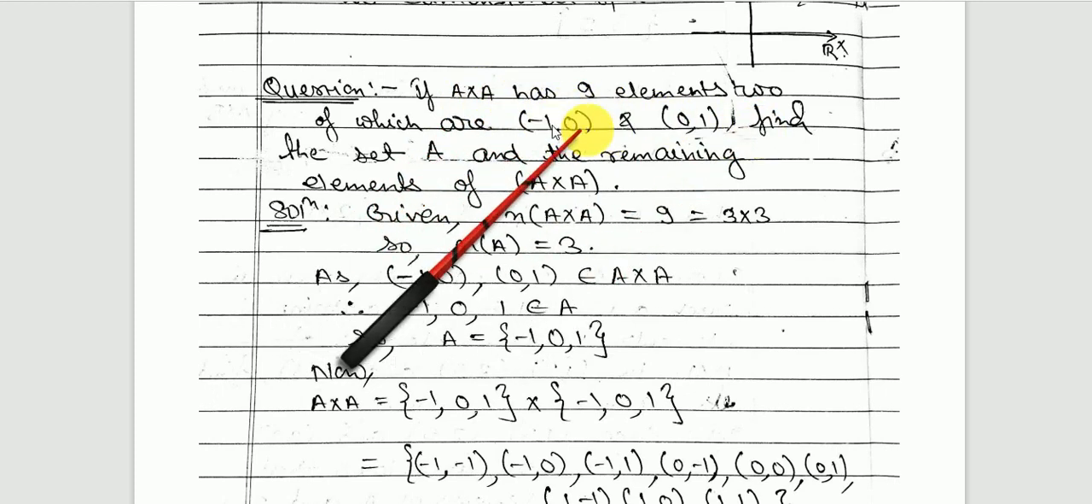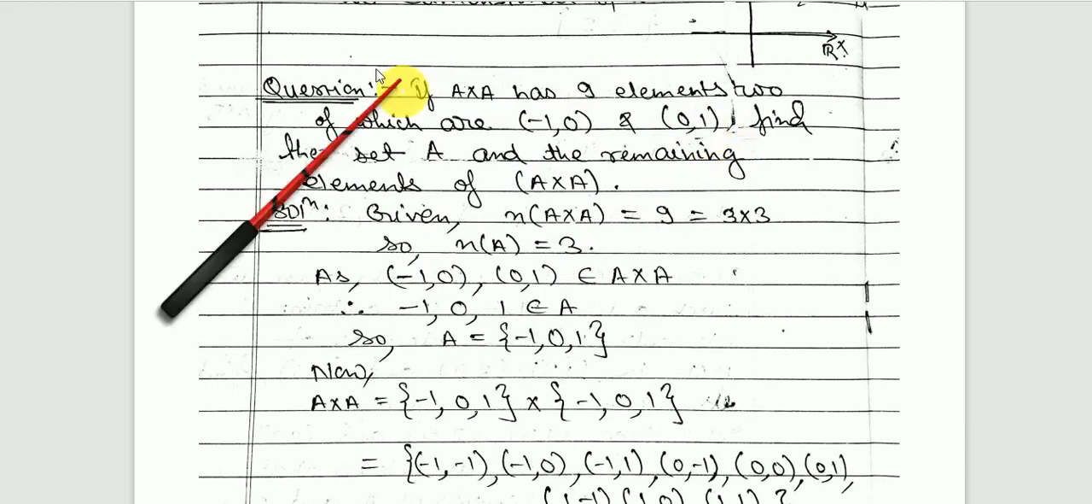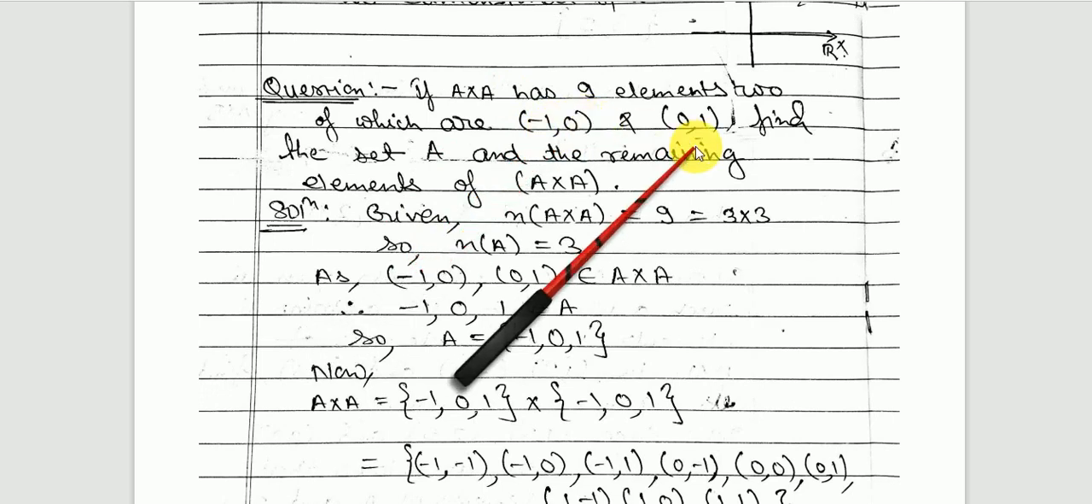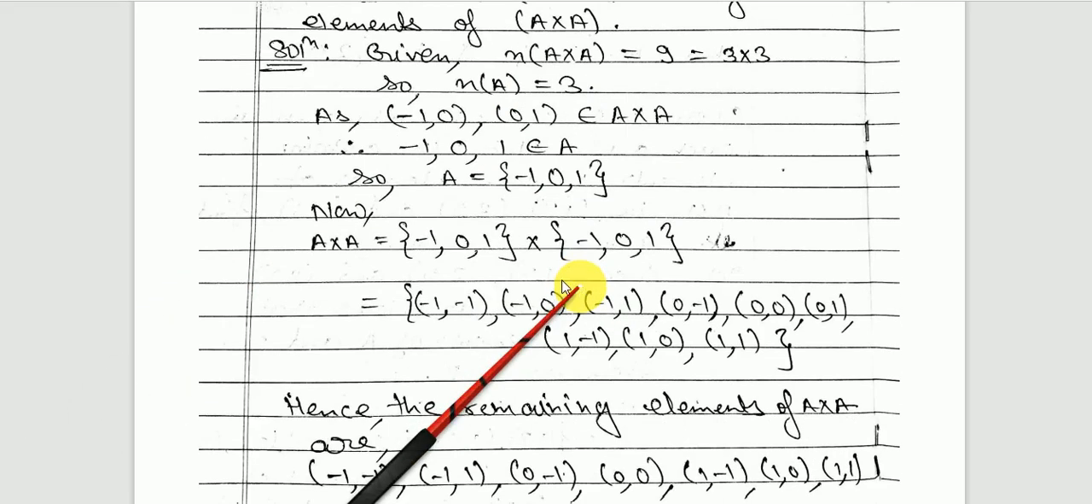2 ordered pairs. So clearly here the first components belong to A. So minus 1 and 0 belong to A. Here the second set is also A. That means 0 and 1 also belong to A. So I got 3 elements which belong to A: minus 1, 0 and 1. So let us see.